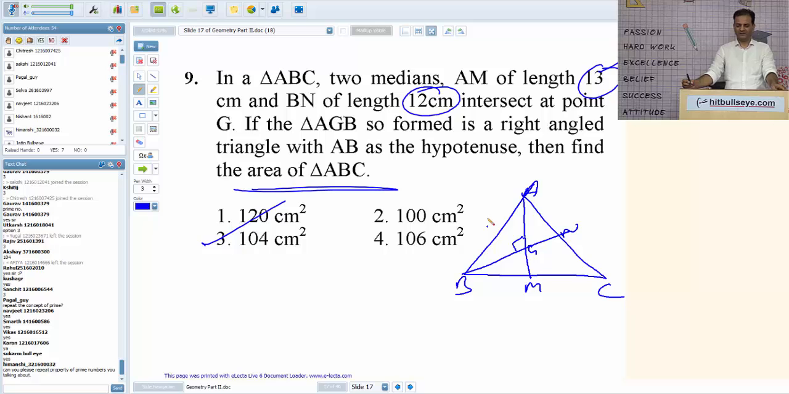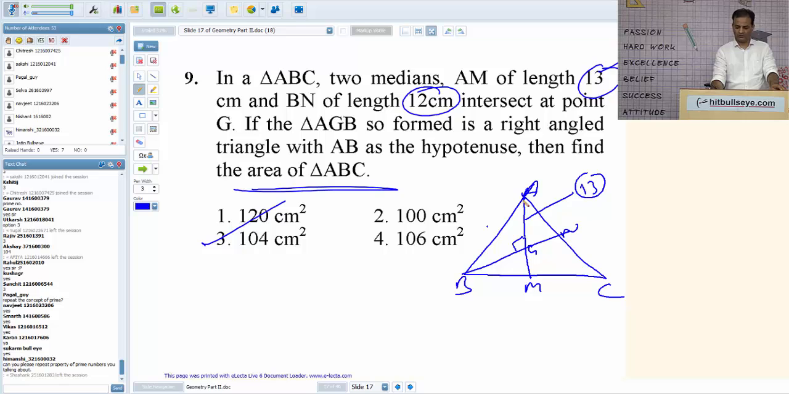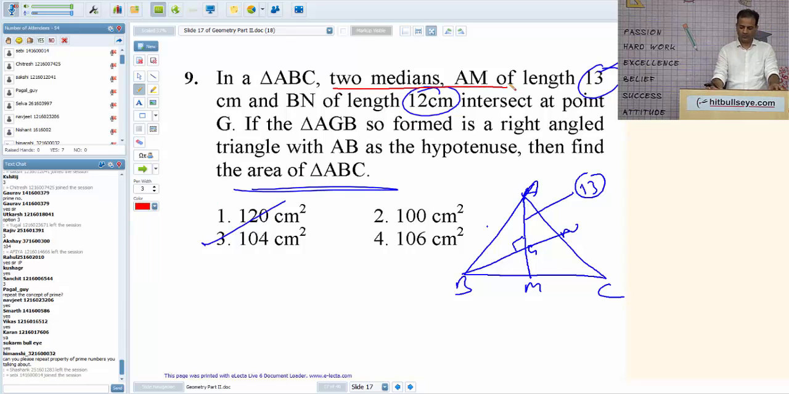Now friends, simply we can see AM is given. What is AM? 13 and BN is 12. Now we know that these are medians because AM of 13, BN of 12 are 2 medians of ABC. So BG will be 2, GN will be 1, 2:1. So what is the length of BN? BN is given 12. So can I say BG will be 12 into 2 by 3. It will be 8. So BG will be 8.